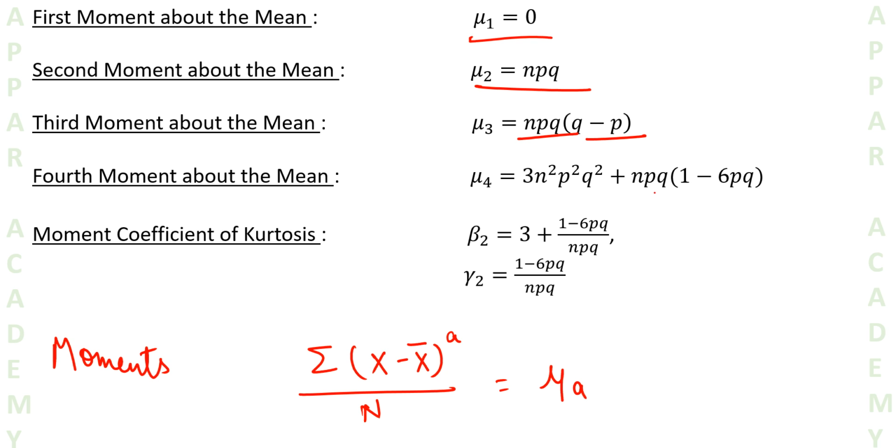Although the third and fourth moments are not really that important from an exam point of view, you still need to cover them. Now let's move on to the moment coefficient of kurtosis. We already know it's represented by beta 2 and gamma 2. Beta 2 is simply 3 plus (1 minus 6PQ) upon NPQ. This is the simple formula for the beta 2 coefficient.